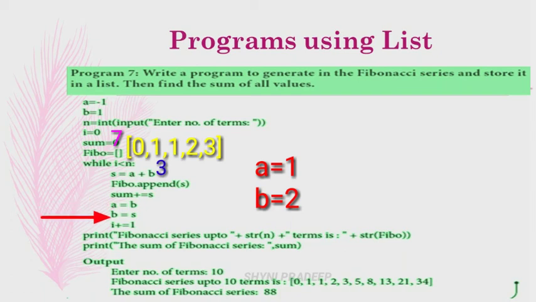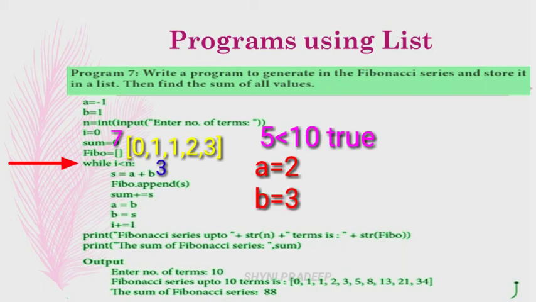And assign s value to b. S value is what? 3. So b is equal to 3. Next, update the I value. So this I becomes 5. Again check the condition. 5 is less than 10.